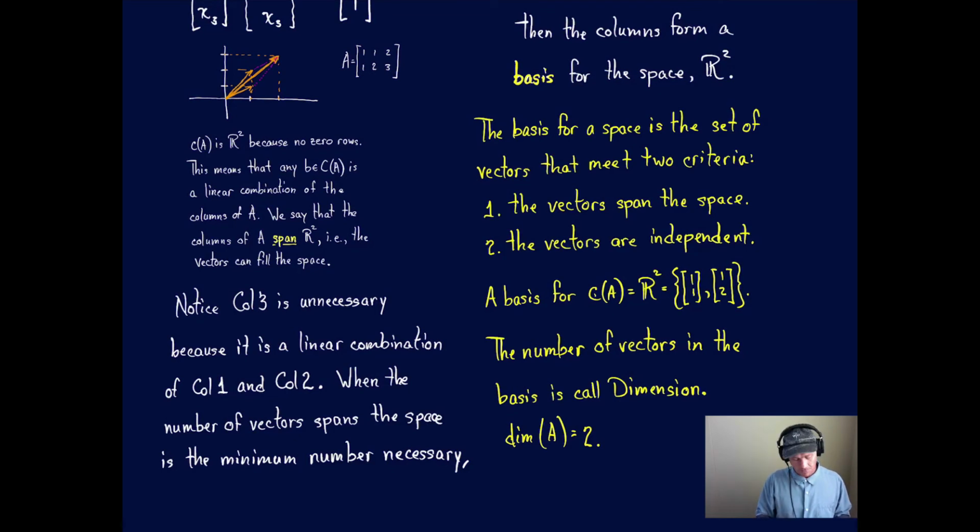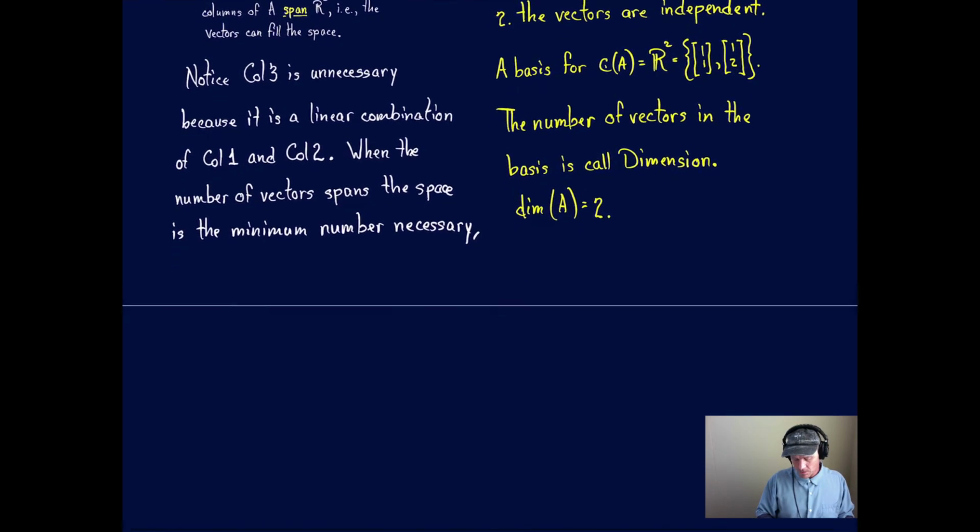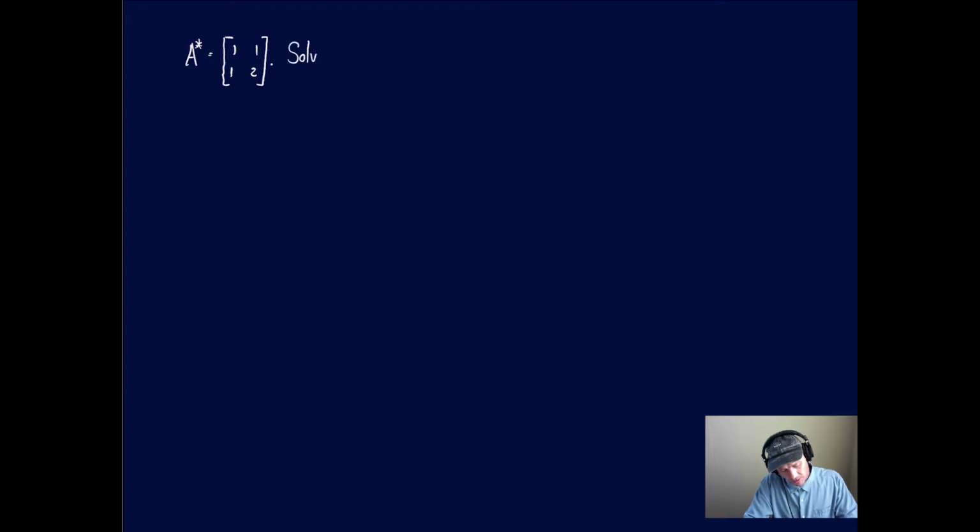Now, let's take a look. Let's try another example. All right, here we go. Okay. So I'm going to call this the matrix A star. And that's because I'm going to modify my original A. And what I'm going to do is drop the third column. So I have (1, 1), (1, 2). That's going to be our A star. Well, the problem then works the same. Solve A star x equals 0. Well, we've already done that.